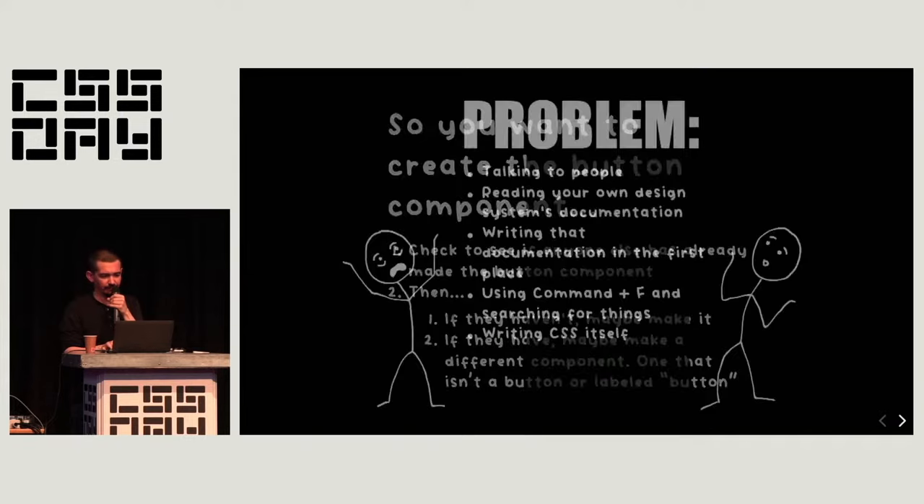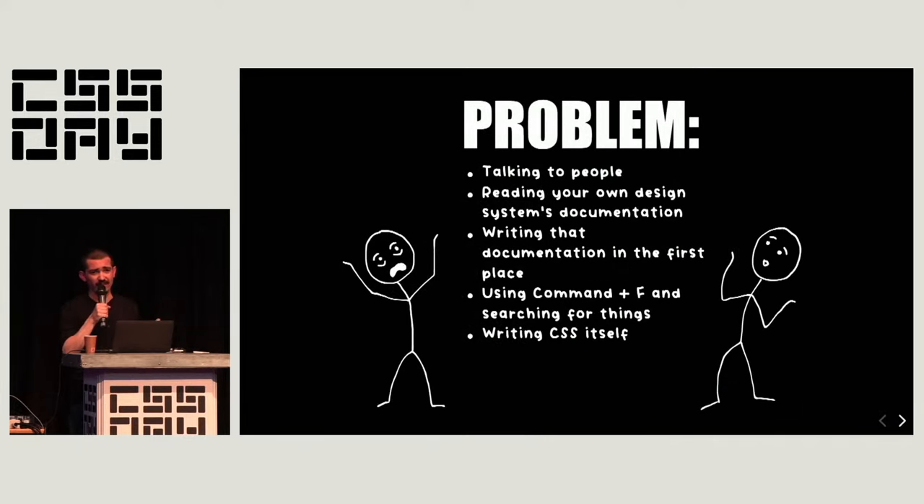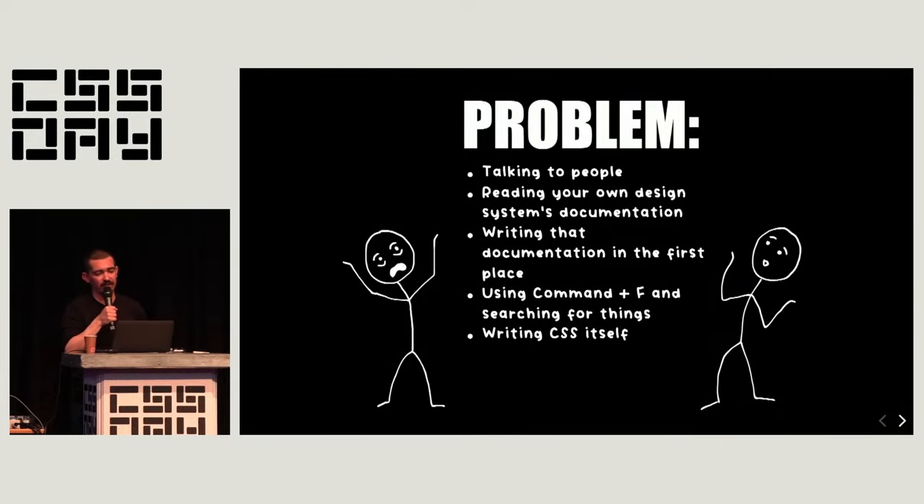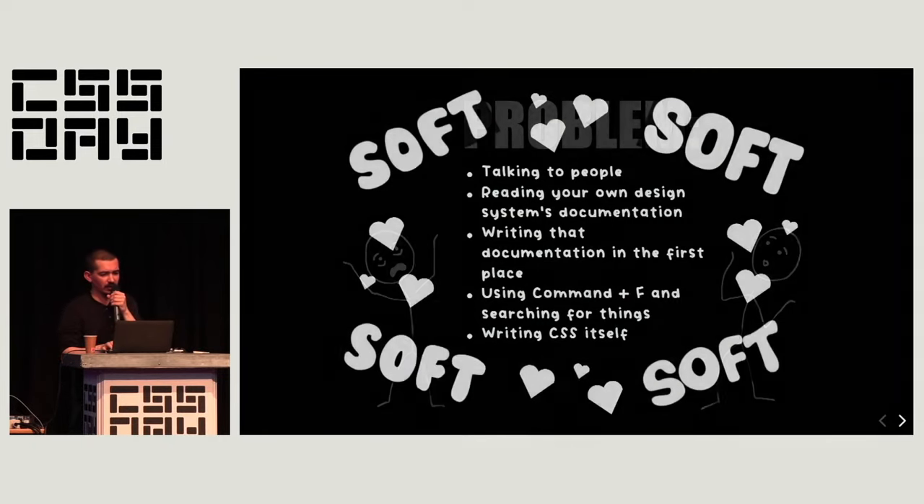The problem with all of this, and it is a grave problem, and it preoccupies us a lot, I think, is that talking to people, reading your own design systems documentation, writing that documentation in the first place, and using Command plus F and searching for things, and sometimes people will even say writing CSS itself, are all soft skills.